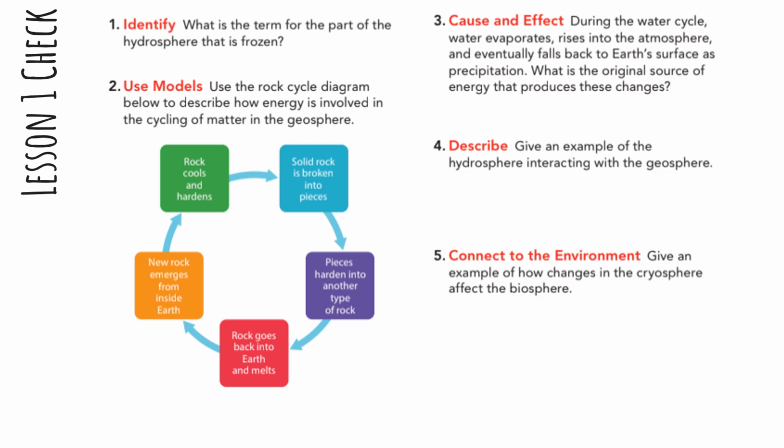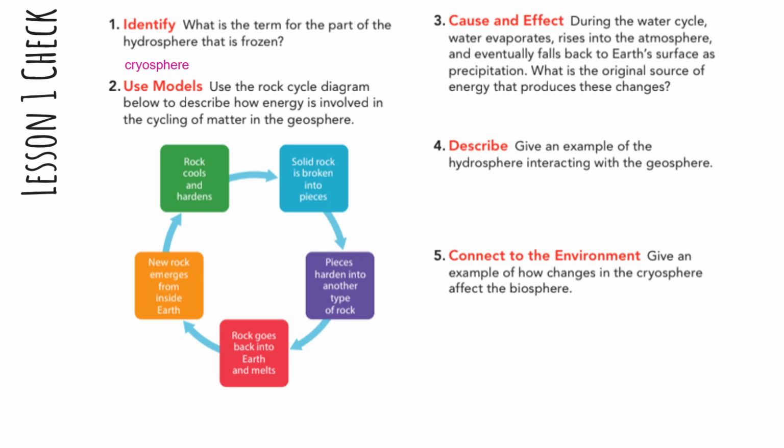Number 1, what is the term for the part of the hydrosphere that is frozen? And that is the cryosphere. Now we're going to use the rock cycle diagram below to describe how energy is involved in the cycling of matter in the geosphere. So we're going to start with the green.